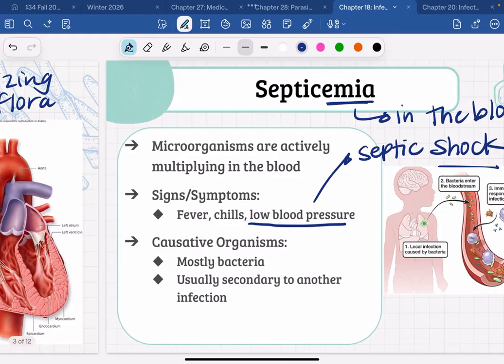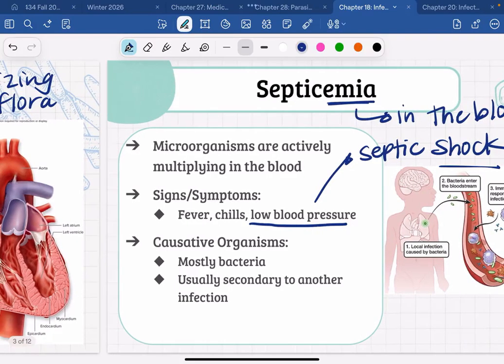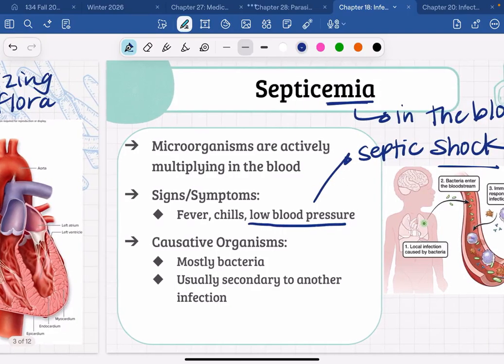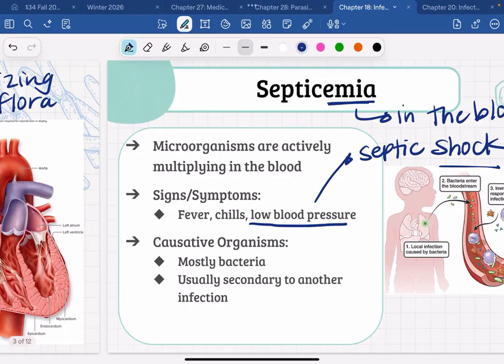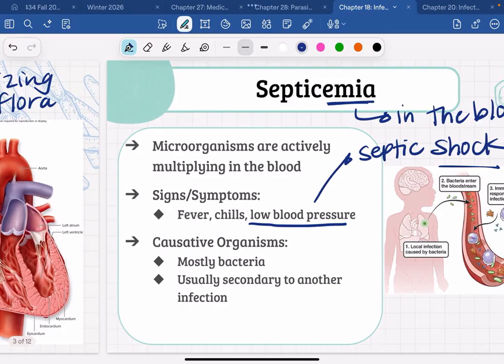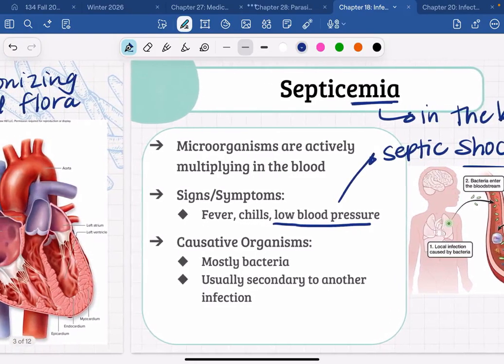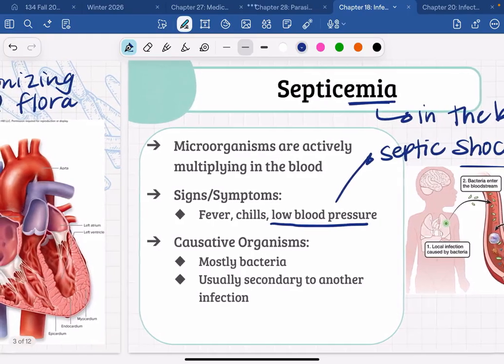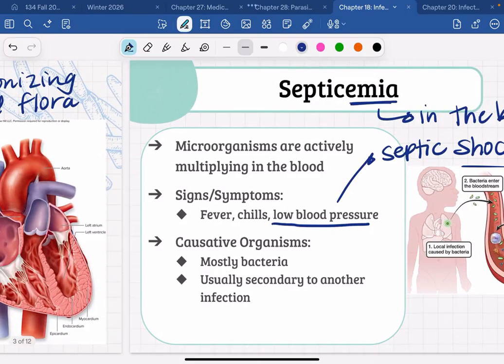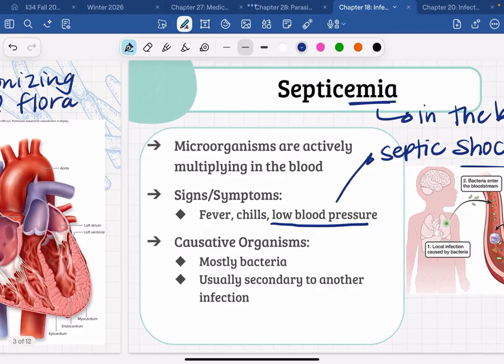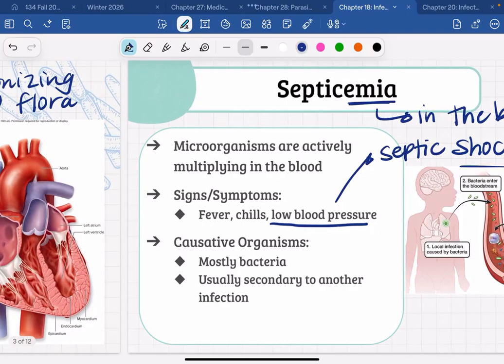Or you have a urinary tract infection and the bladder and kidneys become so full of bacteria that the bacteria spread to the bloodstream and you get septicemia. Or you have a wound infection that hasn't been treated, or you have a sinus infection that's not treated, or anything else. Okay, so there's not a particular set of organisms that cause septicemia. Septicemia is usually caused secondary to another infection. So the trick with this is, what is the initial infection?